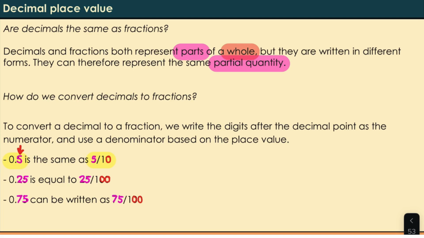Next example, we have 0.25. Now in this example, the 5 is 2 places after the decimal point. That means we are in the hundredths place value. So that decimal is equivalent to 25 hundredths. Final example, 0.75. That is exactly the same as 75 hundredths.